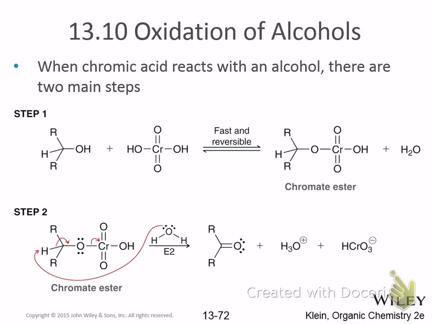And then water or some base in the mixture will attack the hydrogen and do an elimination reaction. So it's an E2 style elimination. And that's how you'll get the carbonyl functional group back. Okay? Does that make sense? Like, questions? If you have questions, feel free to ask.